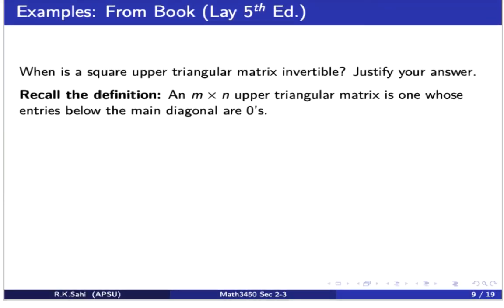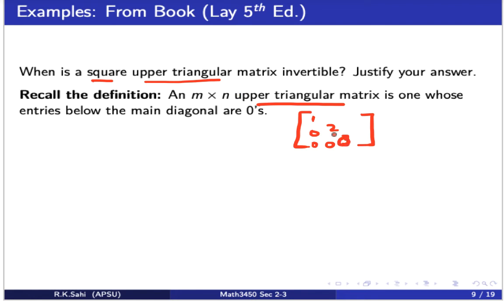Okay, now let's look at other questions from the book. It says, when is a square upper triangular matrix invertible? Justify your answers. Now remember, what is an upper triangular matrix? An upper triangular matrix is a matrix where all the entries below the diagonal are 0. So suppose we have 1, 2, 3 here. These terms are going to be 0. Suppose I'm just taking a 3 by 3. Remember, we're looking at a square upper triangular matrix.